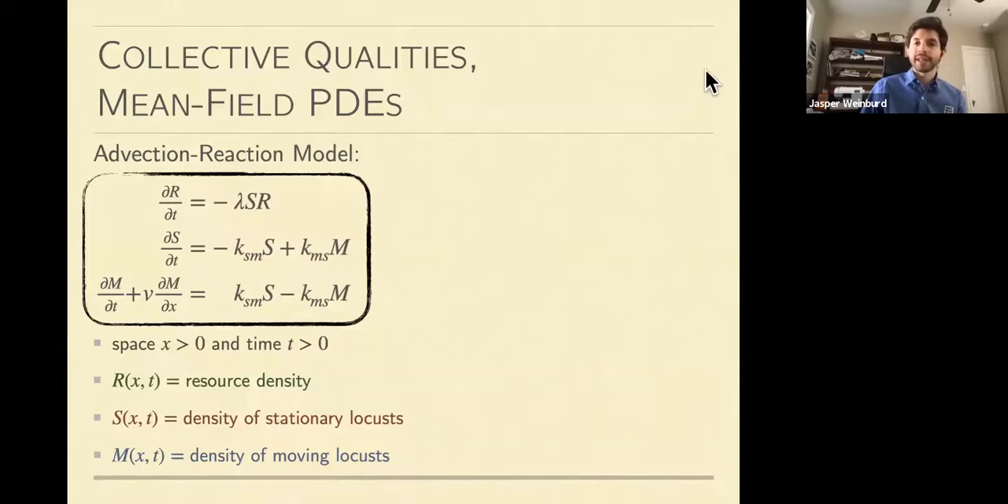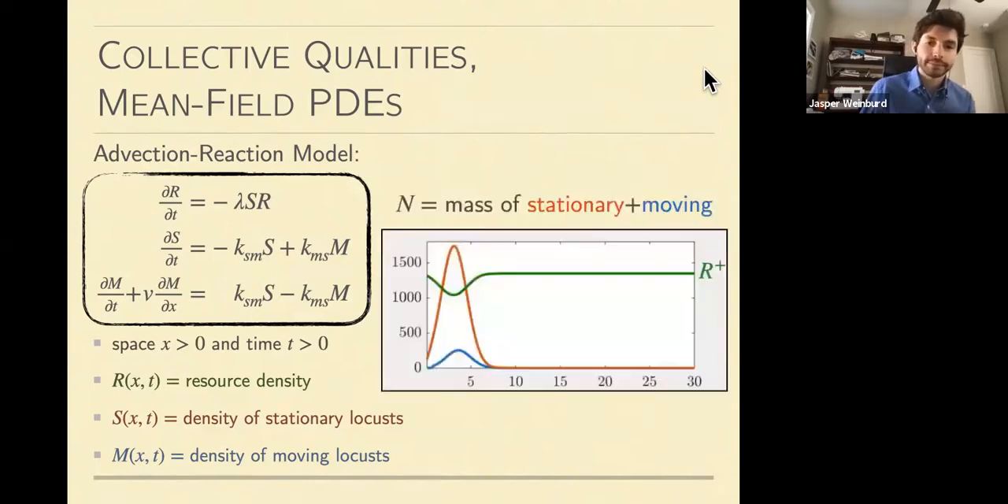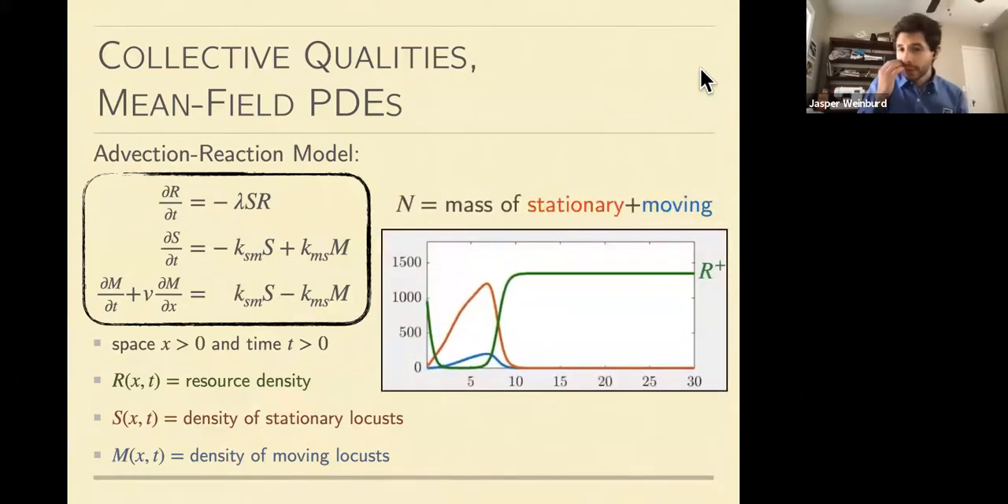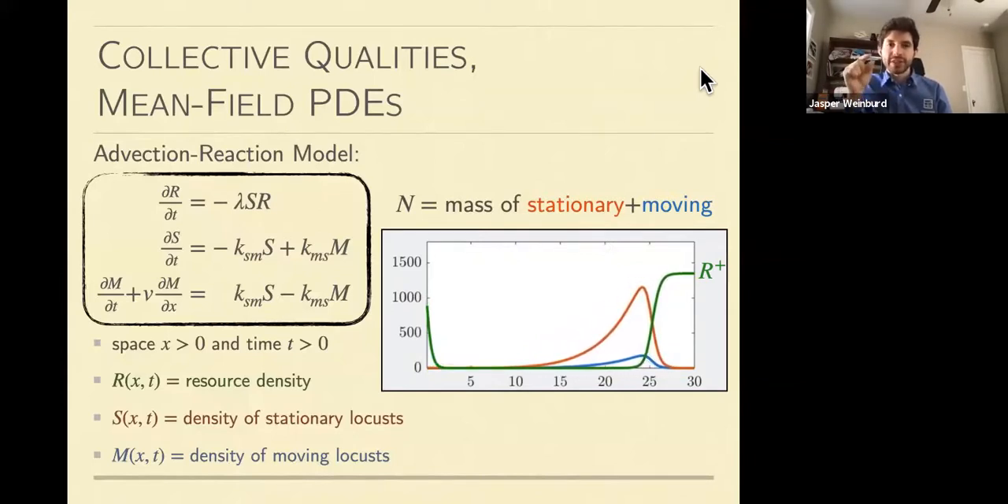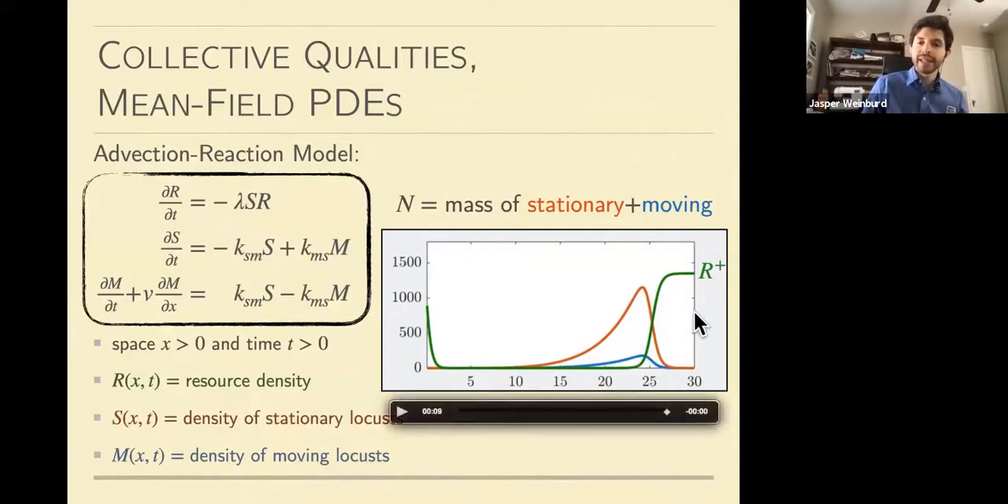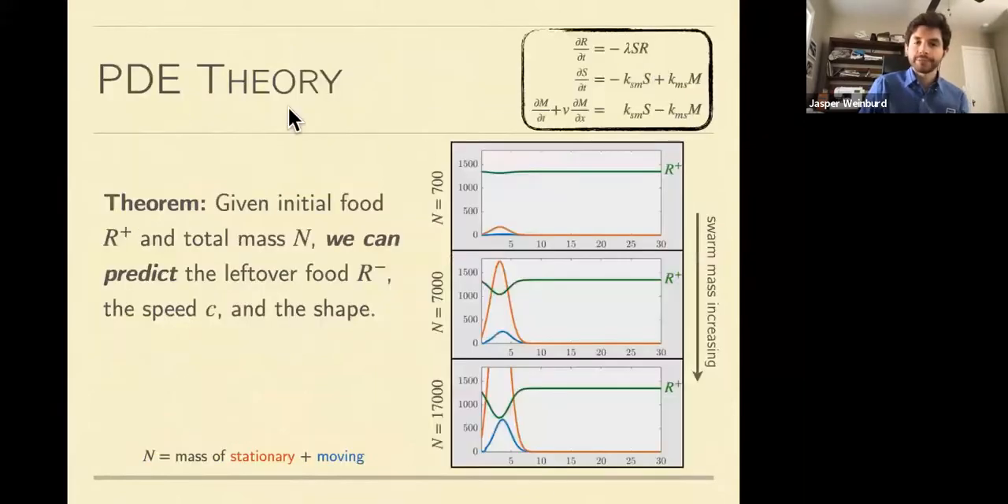So again, timescales, we're looking at a matter of hours or a day. Locusts are not hatching or dying during that time. So the total mass n, the number of locusts, is now the total mass. Stationary is in orange or red, and blue is moving. And again, you see it's just sort of 10% or so are the moving locusts. And you immediately see this traveling wave profile develop in our new model.